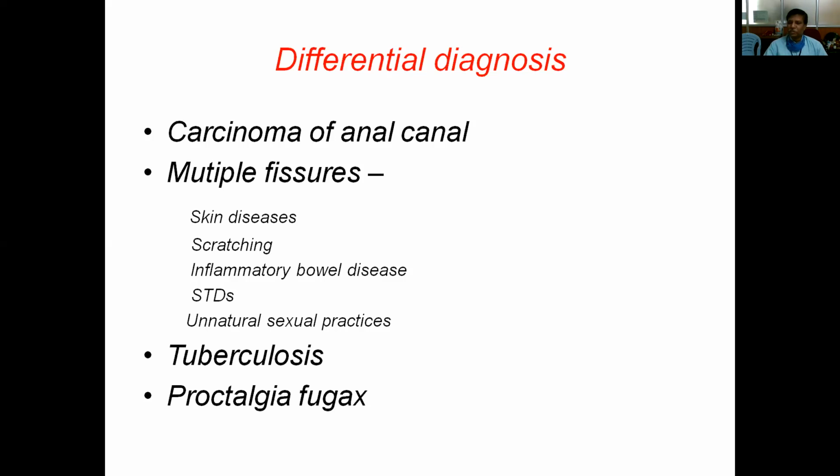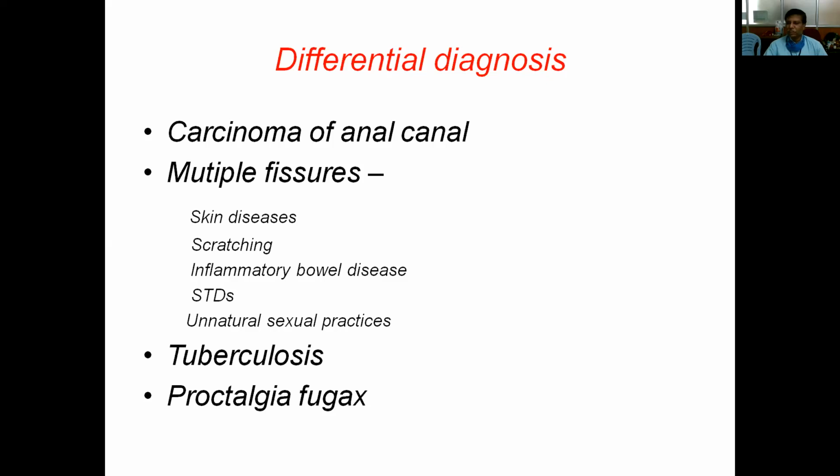Inflammatory bowel disease, Crohn's and ulcerative colitis, can present as multiple fissures. STDs and unnatural sexual practices will result in more fissures or ulcers along the circumference. Another differential diagnosis is tuberculosis. You can see an ulcer with undermined edges, thin livid margins, no induration, and watery discharge. So you must suspect tuberculosis in some cases.